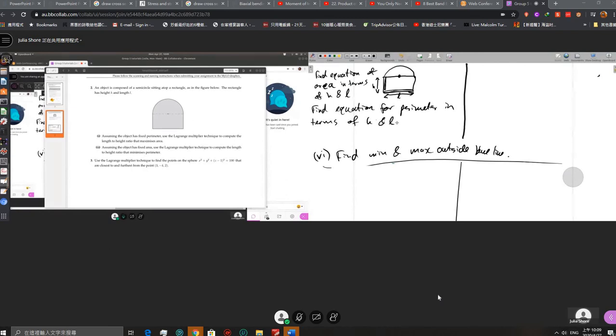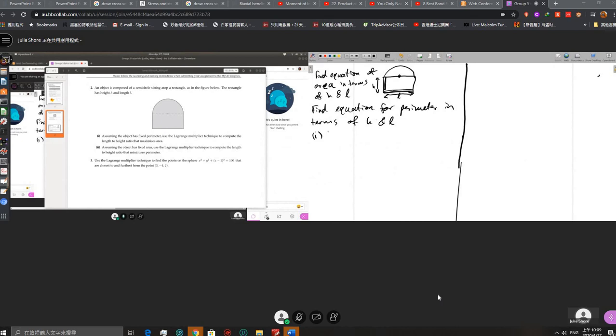Find the perimeter as well in terms of H and L. So those are the things you still need to do with this one to start. And then, let me actually start part 1. Part 1: assume the object has a fixed perimeter, then use the Lagrange multiplier technique to compute the length to height ratio that maximizes area.